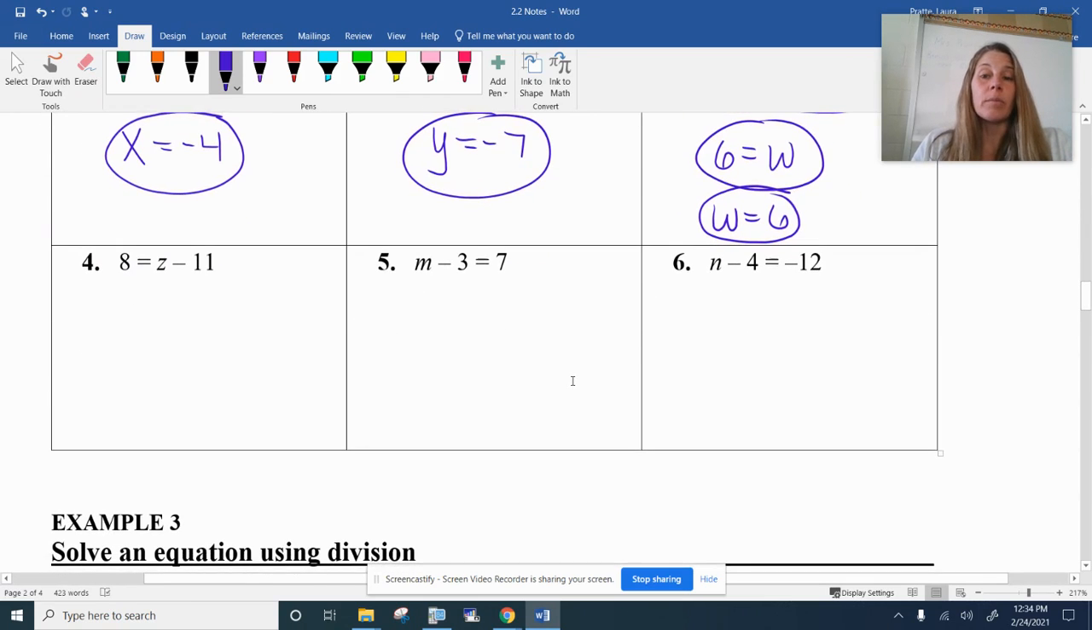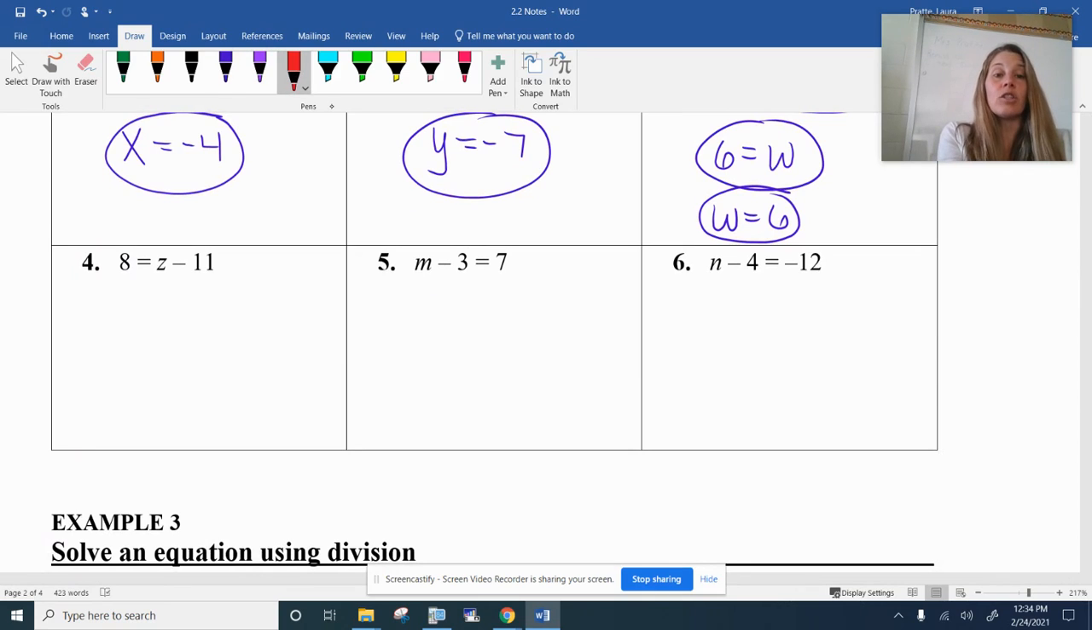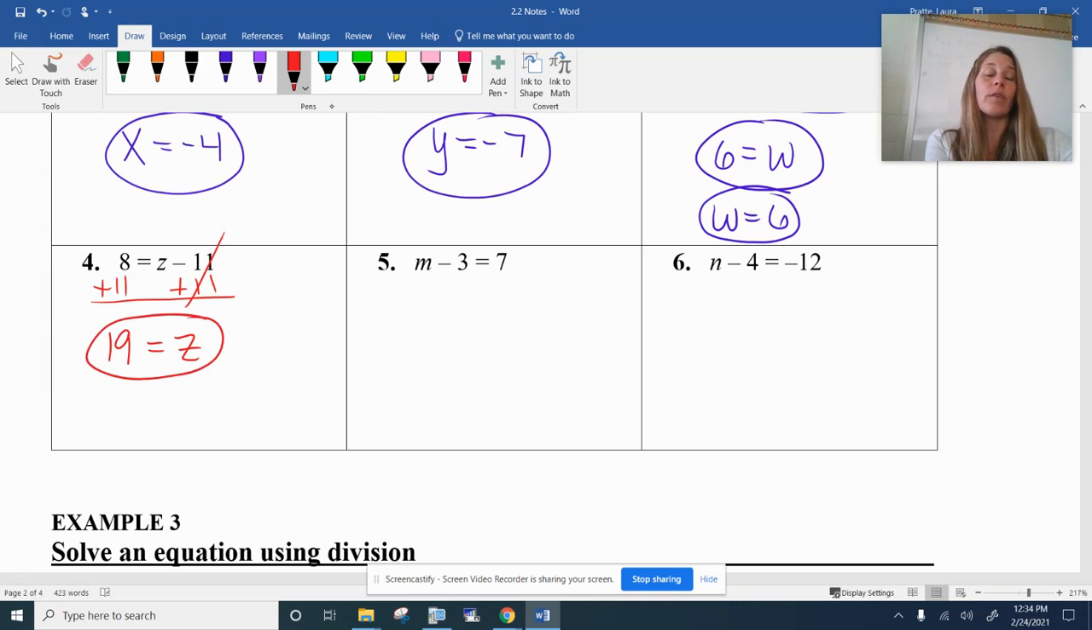Now, the next 3 problems are subtraction. So we're going to use the addition property of equality to get rid of that number or to move it away from the variable. So I'm adding 11 on both sides to keep my equivalent equation. This gives me 19 equals z, or if you prefer, you could write z equals 19.